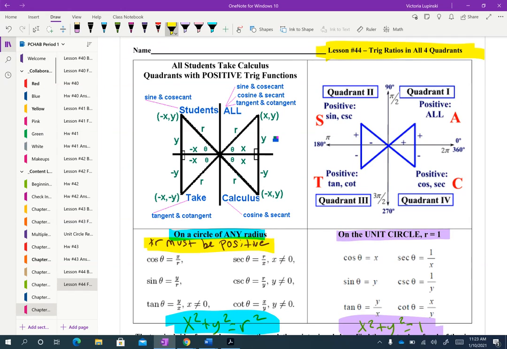All right, welcome everybody. Today we're going to talk about lesson number 44, and this is all about trig ratios in all of the four quadrants.